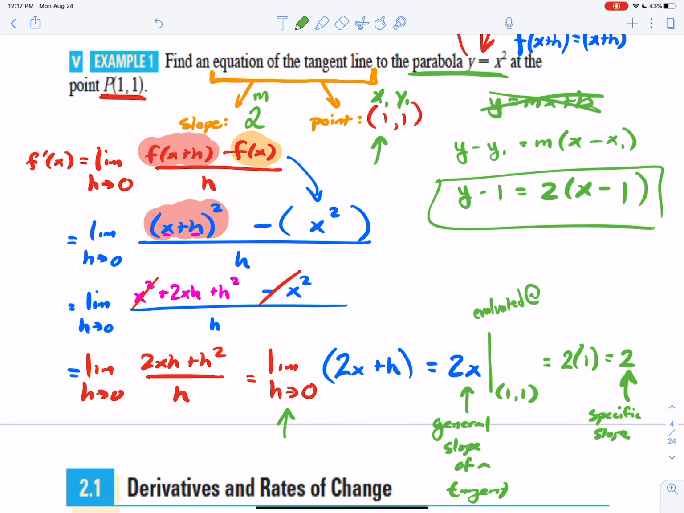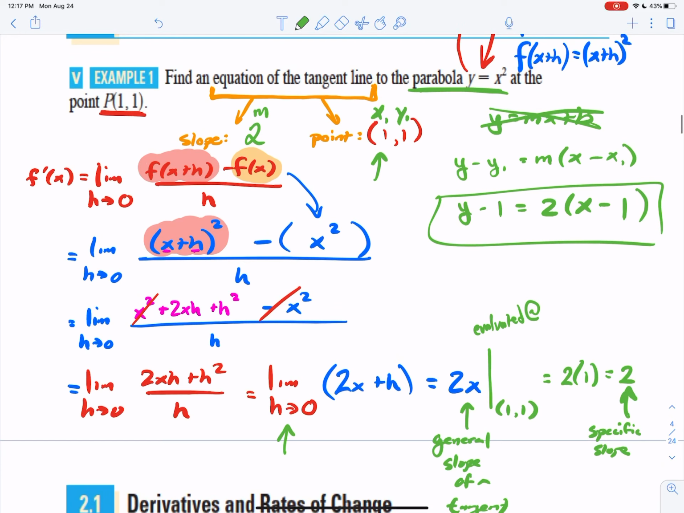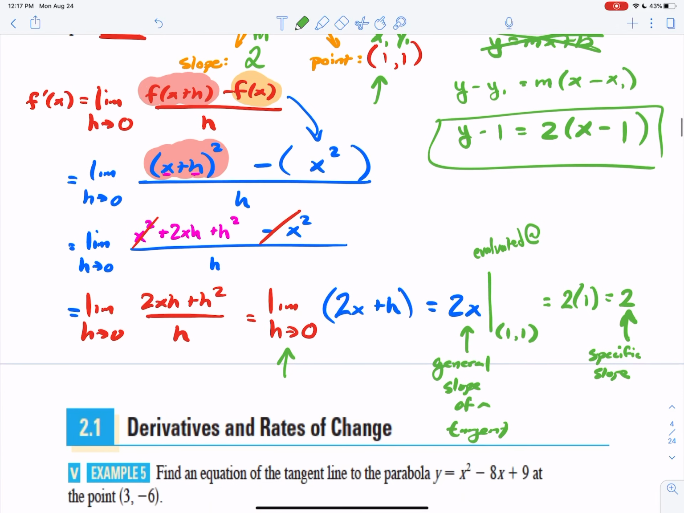So a few things to reiterate. Equation of a tangent line, we always need two things, a slope and a point. To find the slope, we need to use the derivative. You go through all your math here, you get your general slope, and then you plug in the point to get your specific slope, which is what you need.